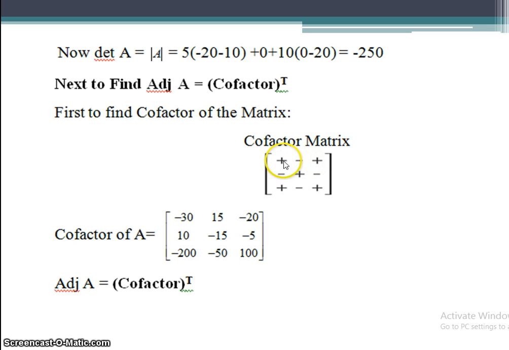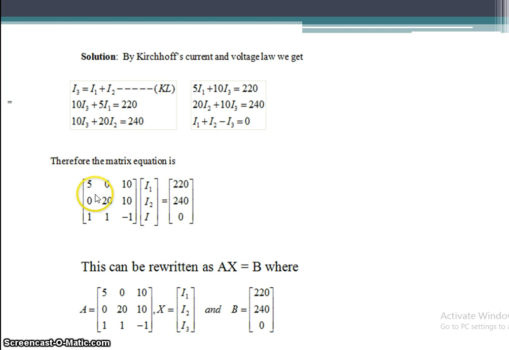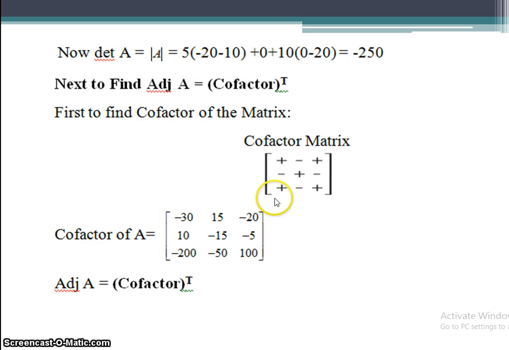Method here. So first we can take positive, negative, positive, negative, positive, negative, then positive, negative, positive. So these are cofactors. The given matrix, first we change the signs: positive, negative, positive, negative, positive, negative. Then after that we can find the cofactors.